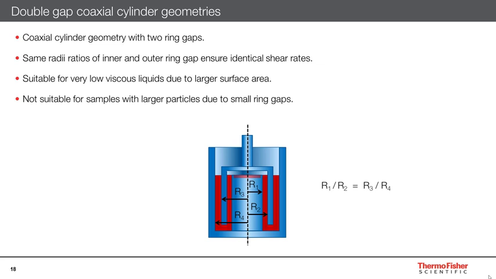Double gap coaxial cylinder geometries have an inner and an outer ring gap with a large surface area. Since the radii ratios for both gaps are identical, the sample is exposed to the same flow field everywhere inside the geometry. Double gap geometries are suitable for very low viscous liquids, but not for samples that contain larger particles.